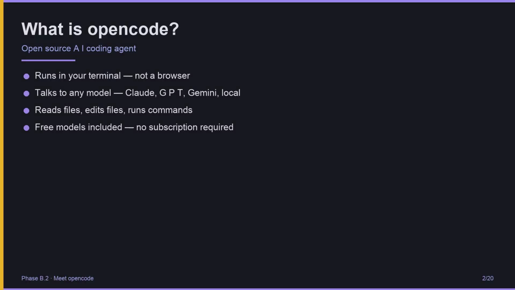So what is OpenCode? It is an open source AI coding agent. It runs in your terminal, not in a browser. It talks to any model you choose, Claude, GPT, Gemini, or a model running locally on your laptop. It can read your files, edit them, run shell commands on your behalf. And it ships with free models built in, so you can start without paying anyone a subscription.